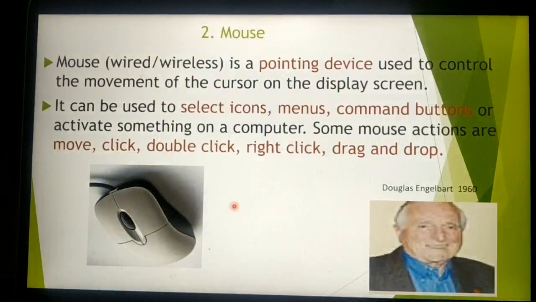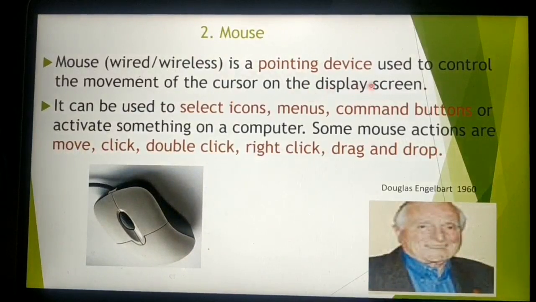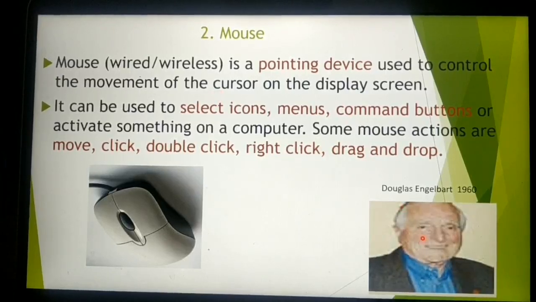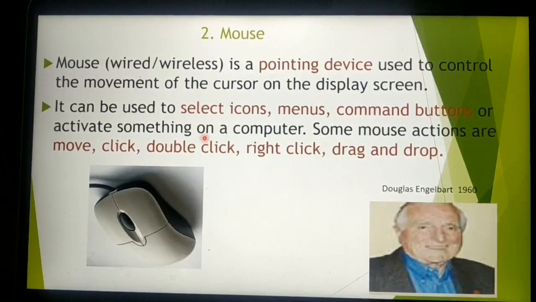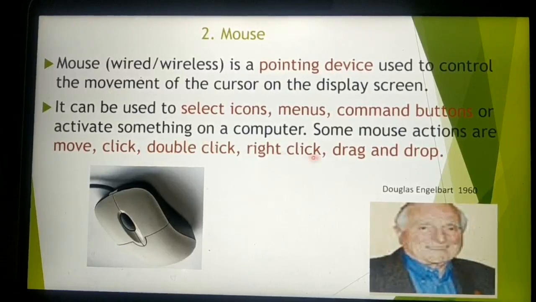Next, another one is the mouse. Mouse is a pointing device used to control the movement of the cursor on the display. This mouse was invented by Douglas Engelbart in 1960. This is the image of that person. This mouse performs various actions like move, click, double click, right click, drag and drop, etc.